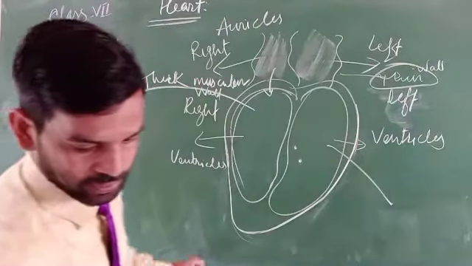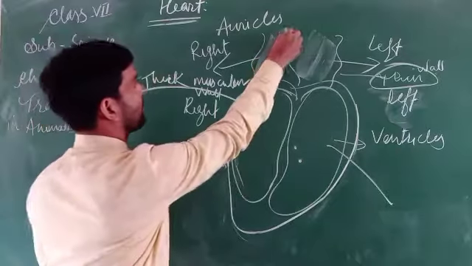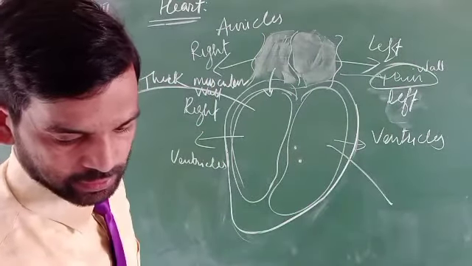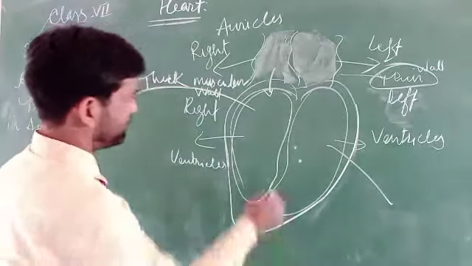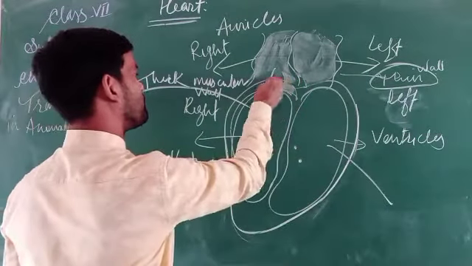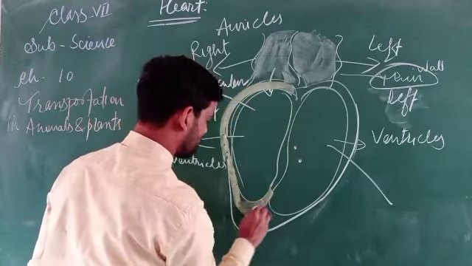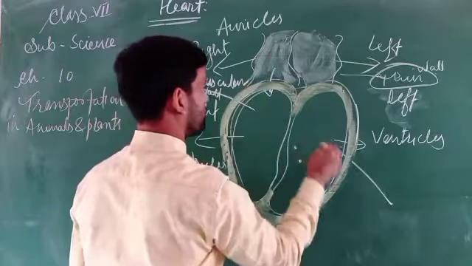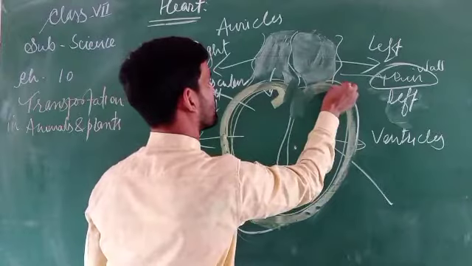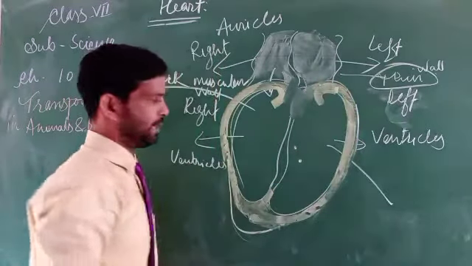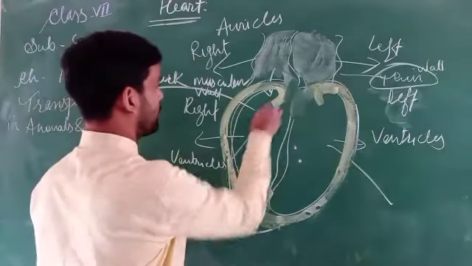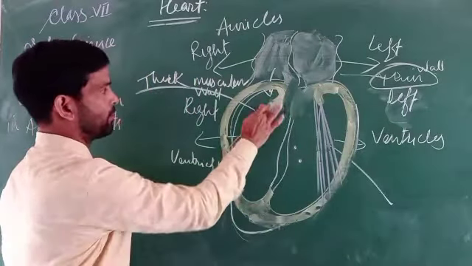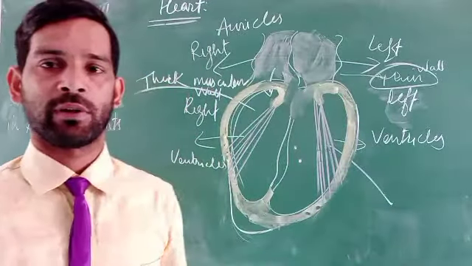The heart is elongated and enclosed in a protected region, in a double membranous structure called the pericardium, through which it is protected from the outer side.